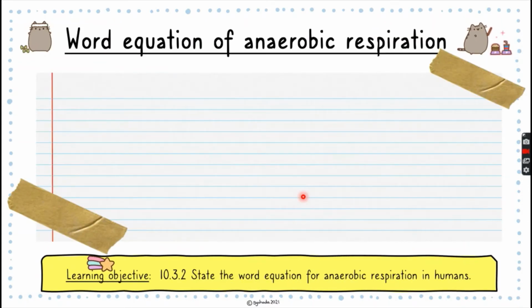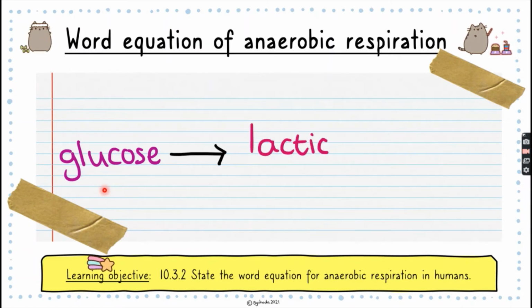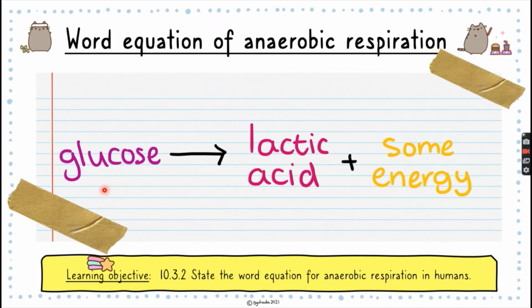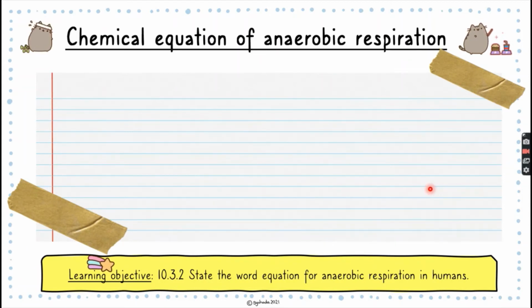So let's get into the word equation for anaerobic respiration now. Remember, no oxygen, so just write down glucose, then an arrow straight away, and then you have lactic acid plus some energy. Remember that anaerobic respiration doesn't release a large amount of energy, so please make sure to specify that in here. So for the chemical equation for anaerobic respiration in humans, that's C6H12O6 for glucose.